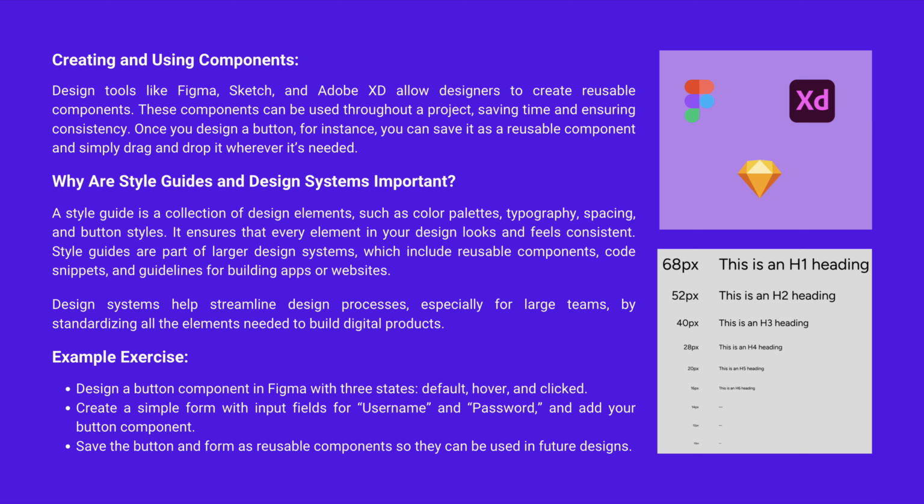Design systems help to streamline the design process, especially for large teams, by standardizing all the elements needed to build digital products. We're going to design a button component in Figma with 3 states: the default, the hover, and the click. But before we do that, we're going to create a simple style guide and apply it to our design, where we're going to build a simple form, buttons, alerts, components, and items like badges and labels.